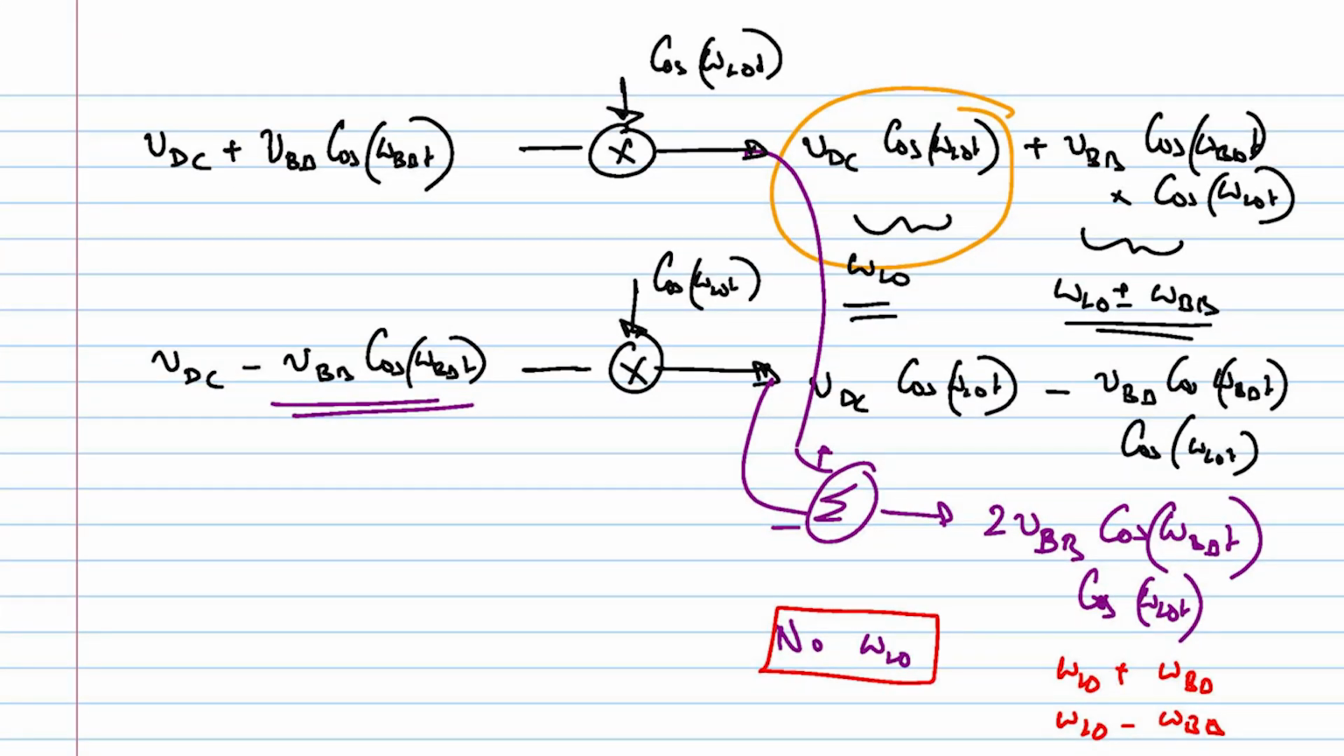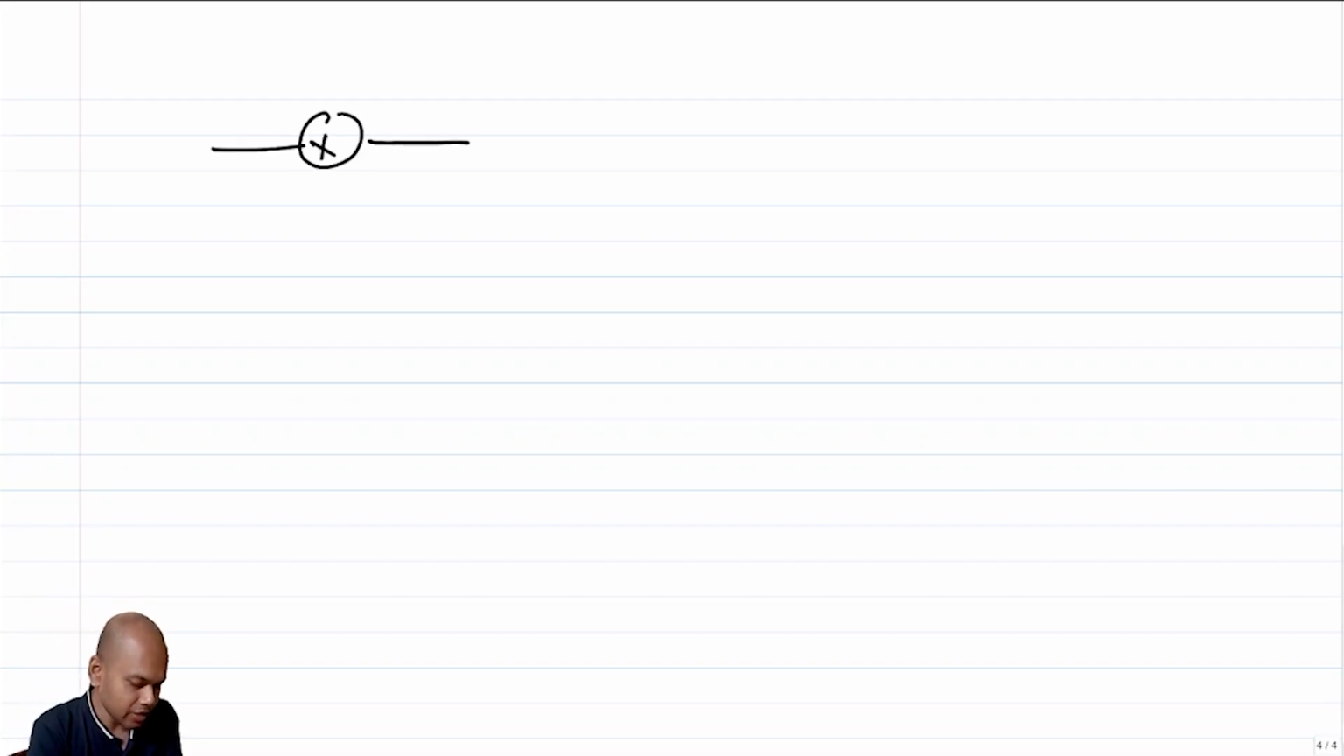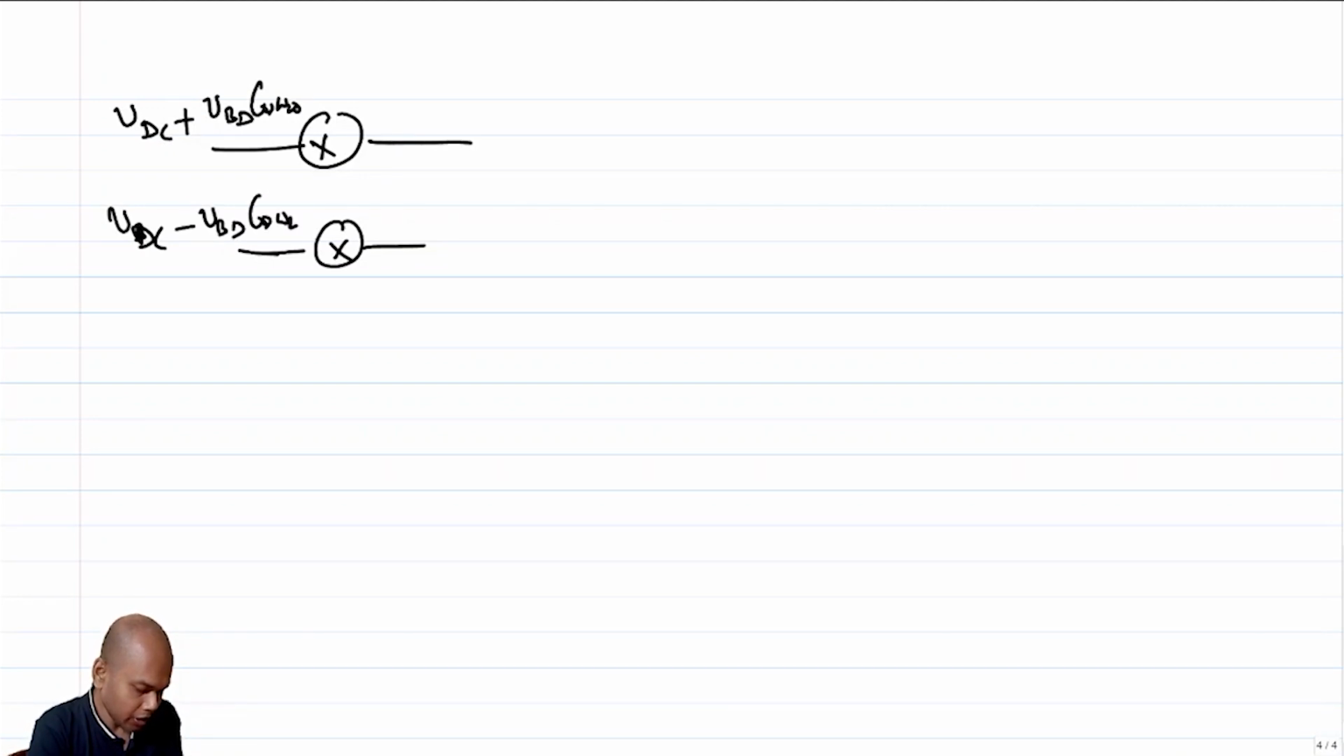Note that ultimately the mixer will be followed by a power amplifier, an amplifier, which means an active device is almost always essential. Once we recognize this, the subtraction becomes quite trivial. So this is VDC minus VBB cosine omega BB t, plus this is VDC minus VBB cosine omega LO t. Omega BB. I am not writing it correctly.